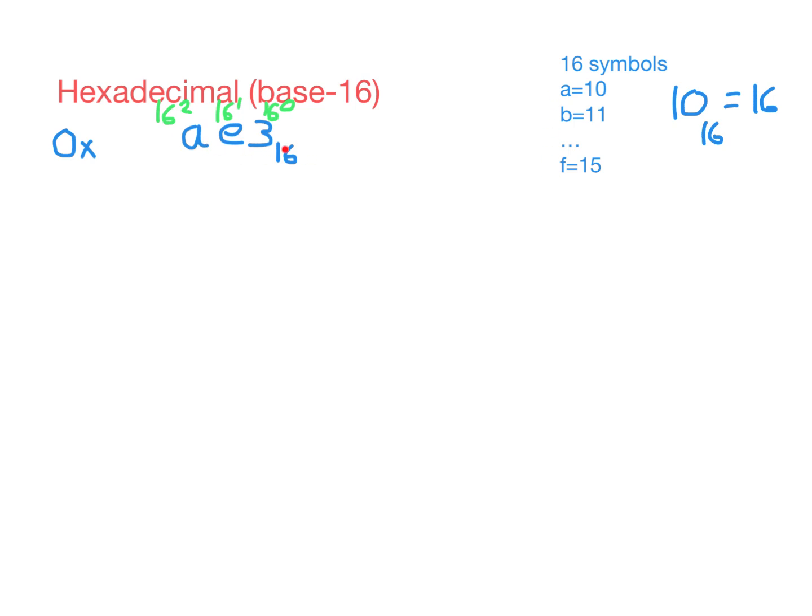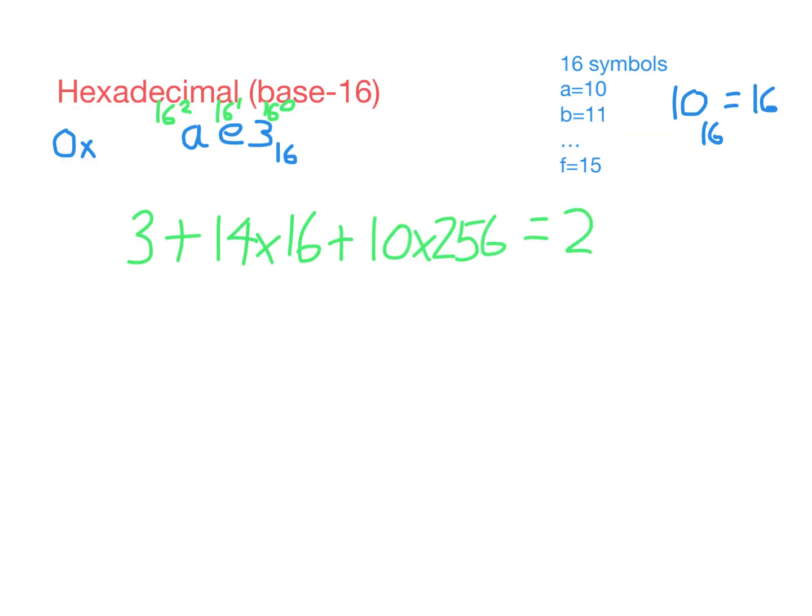So if I want to convert this to a decimal number, I would have 3 ones plus E. Now E is equal to 14, so there's 14 in the 16 column. And as we said before, A is 10. We have 10 in the 256 column, so it'll be 10 times 256. So you can just put that on your calculator. That is the number in decimal, 2,787.